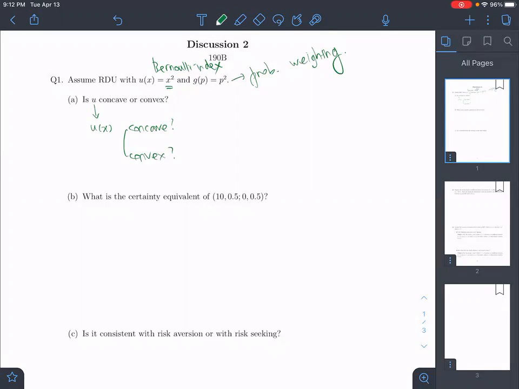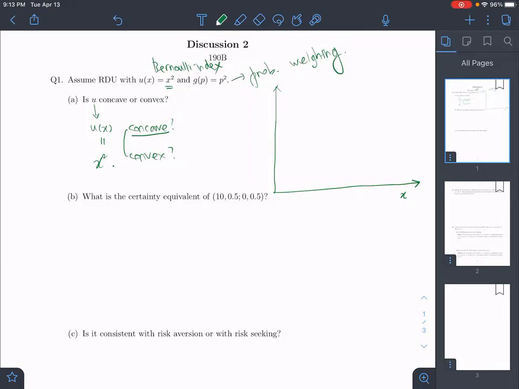So what do you think? Is it concave or convex, if U(x) is x squared? Maybe you didn't learn the definition of concave and convex. I didn't mention it, so let me show you a picture first. If you understand this picture, then you will know everything about concavity versus convexity. Suppose that our x-axis, the horizontal axis, is x.